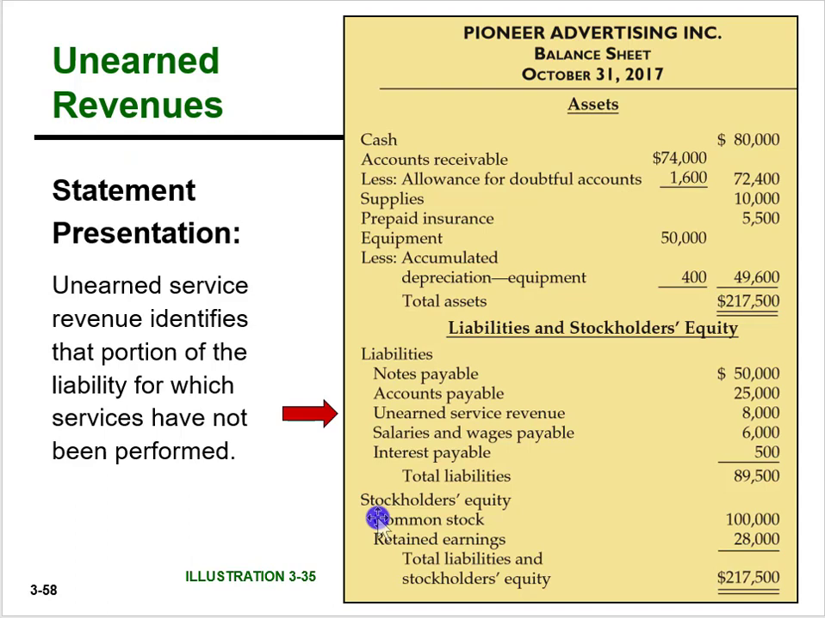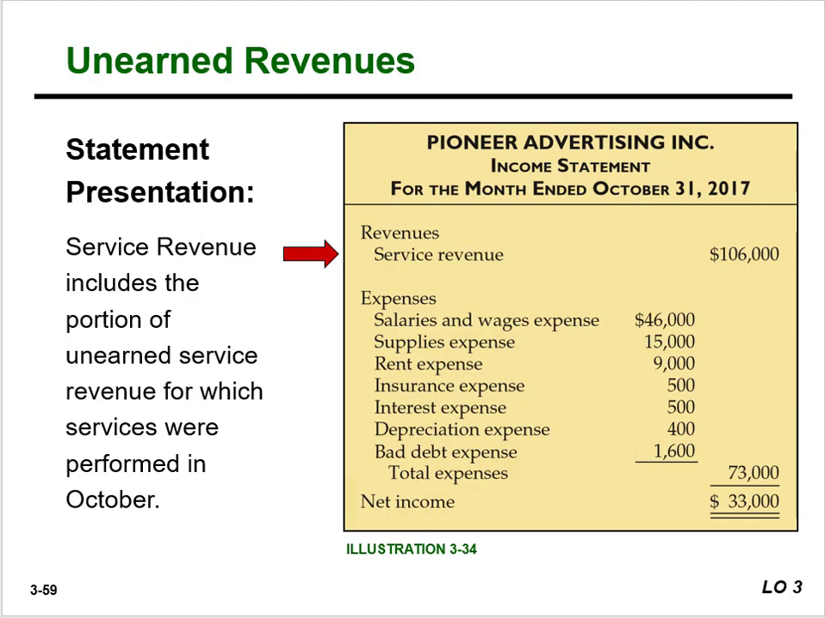And so on your balance sheet, unearned service revenue identifies that portion of a liability for which services have not been performed. So that $8,000 is going to show up as a liability, which means because you have not earned it at any point in time, the person may change their mind up until the point that you deliver the service, and so you may have to pay it back. So that's why it's considered a liability. And on the income statement, service revenue includes the portion of unearned service revenue for which services were performed in October. And so here you have $106,000 in your service revenue.